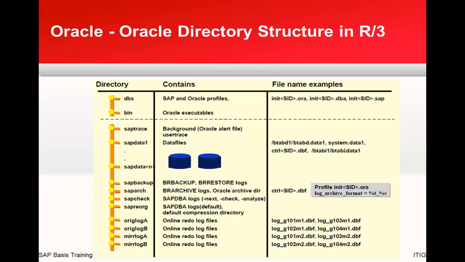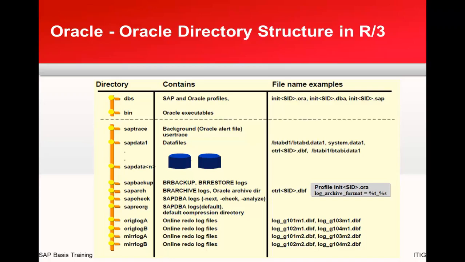Then you have sapdata 1, 2, 3, 4 depending on the actual data. Then you have the sapbackup directory, which is used by the BR backup and BR restore logs. You have saparch for the BR archive logs. Then you have sapcheck, just for checking and analyzing. Then you have the origlog folders, which are the online redo log files. Here you can see there are 2 online redo log files and 2 online redo log mirror files as well, so basically it's mirrored. So that is about the directory structure.